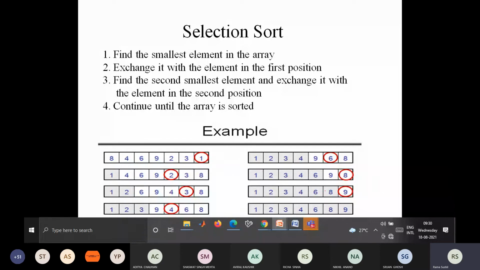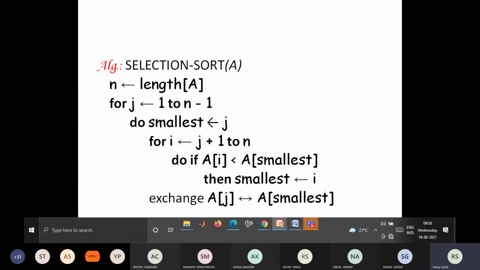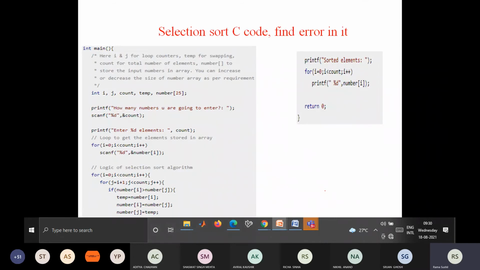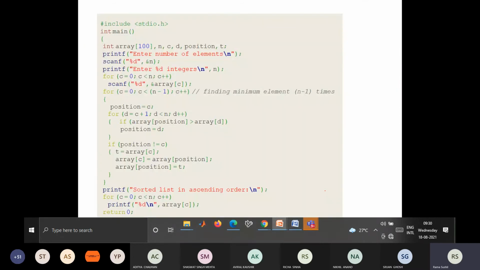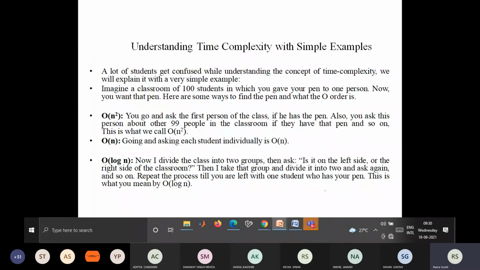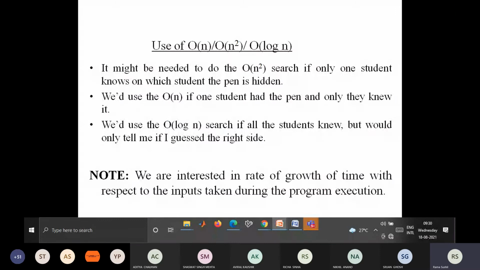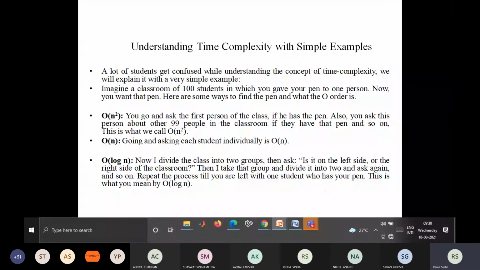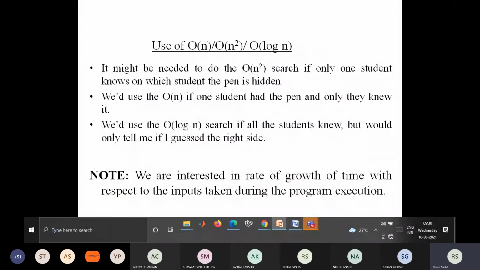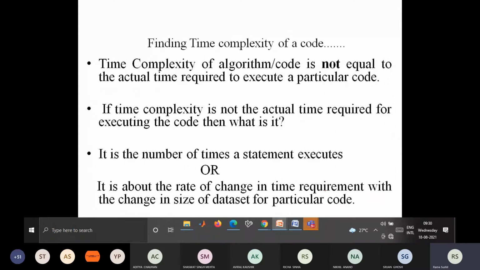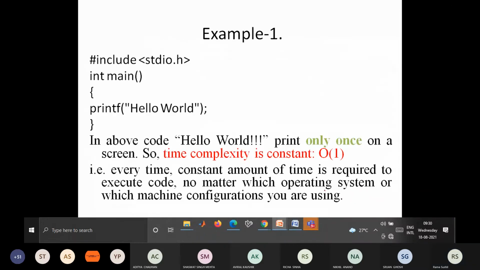Selection sort we have discussed. Now we will not discuss the logic, only the complexity. You can know the way to get the complexity. Understanding time complexity, the simple examples we have seen, where we use order of n square and order of log n, that is also clear to you. We have seen the tabular method.